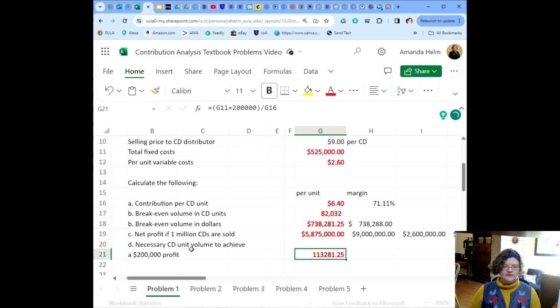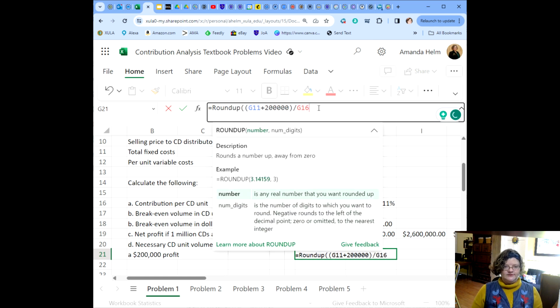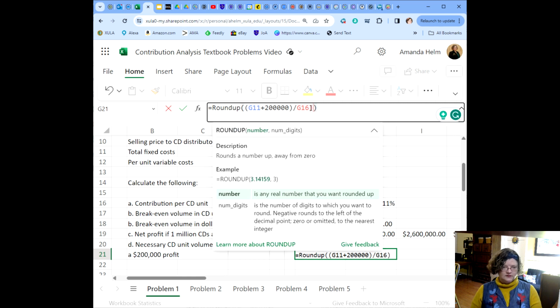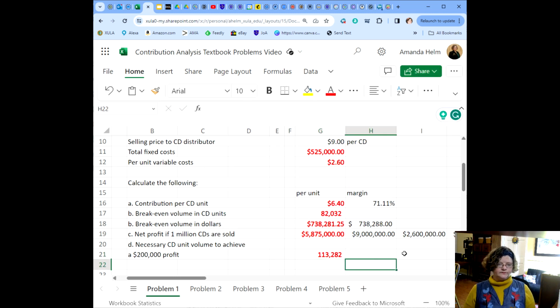Okay, so that tells me my CD unit volume to achieve a $200,000 profit would be 113,281.25 CDs. Of course, I can't sell 0.25 CDs, so I'm going to round up that whole thing. I need another set of parentheses in here for the problem. Okay, there you go. That is problem 1.